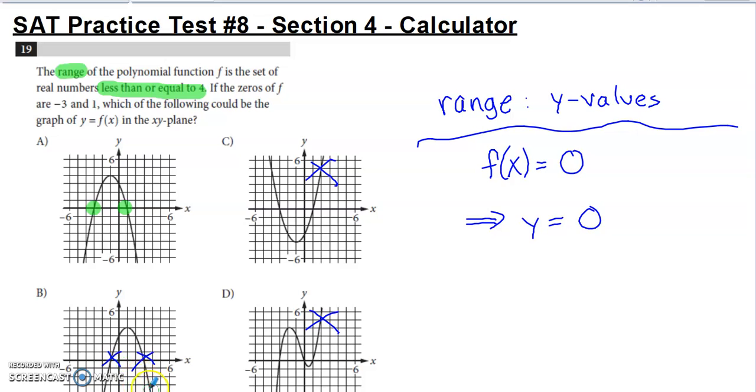If you look at option B, it's got its zeros at -1 and at +3. So if you accidentally mixed up which one got the negative attached to it, you might accidentally pick option B, but we're definitely looking at option A for our answer.